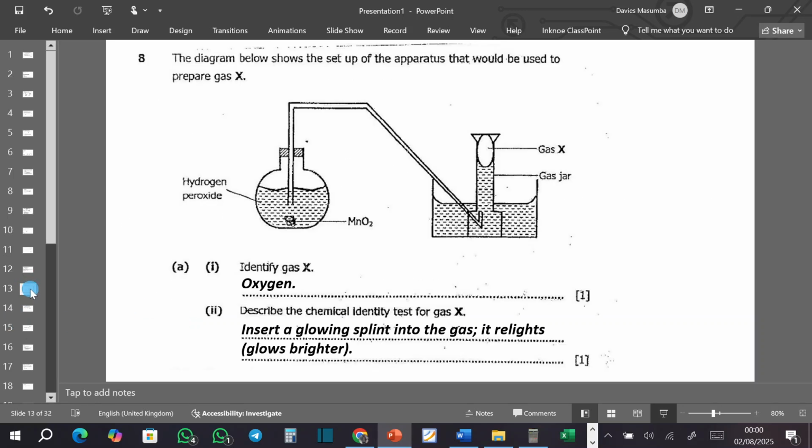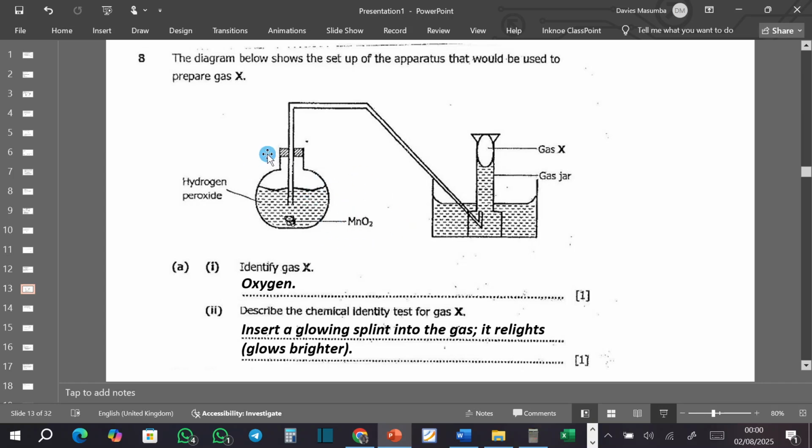Then we go to another question. Question 8. The diagram below shows the setup of the apparatus that would be used to prepare gas X. So this is a setup of an apparatus that is used to produce gas X. We have hydrogen peroxide, and then we have magnesium oxide, I think, here.